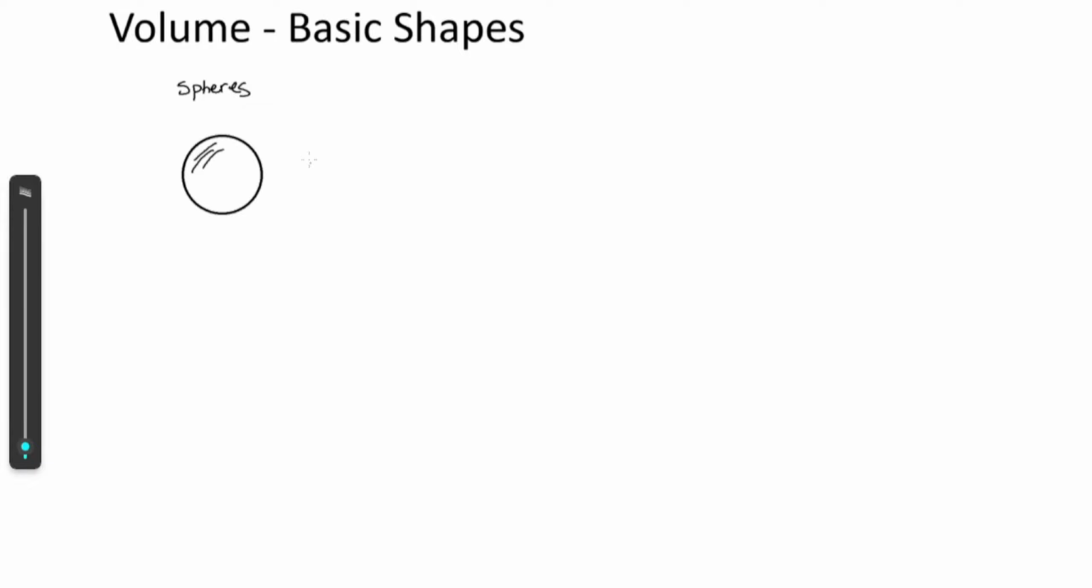So here's our sphere. The equation for finding the volume of a sphere can come in two formats. You can do 4 over 3, so 4/3, times pi r cubed. This is one way to see the equation. So you could see the equation like this, or you could see it like this: 4 pi r cubed divided by 3.